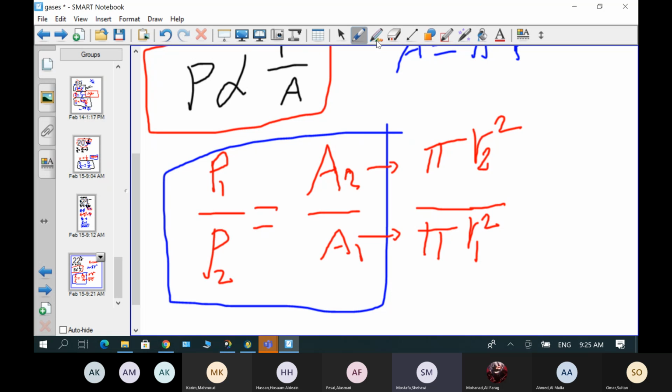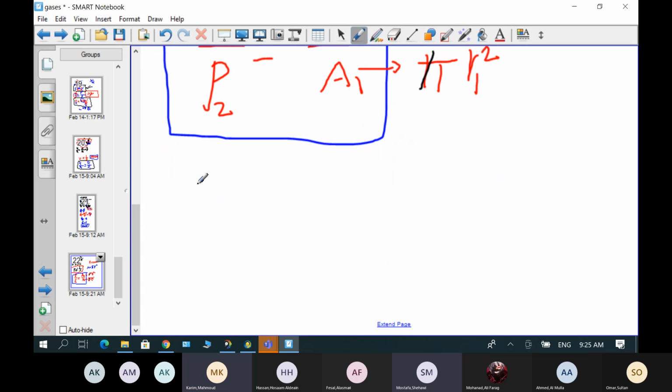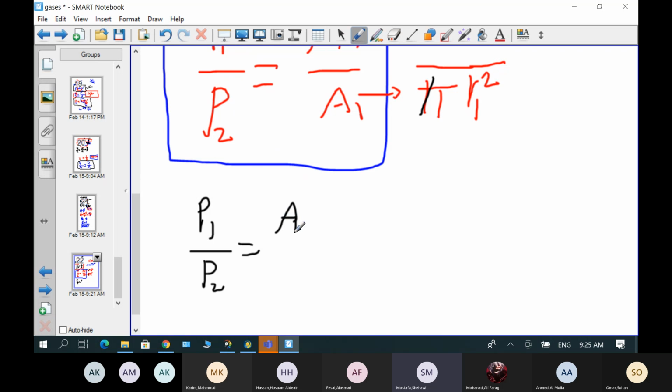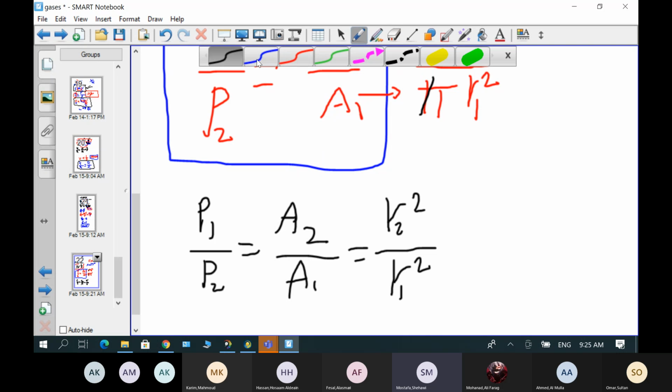So we cancel pi with pi, and what is left? P1 over P2, the relation between pressure, equals A2 over A1. As we said, they are inversely proportional. If you use the radius, it will be R2 squared divided by R1 squared. Don't forget that. We just extended it to include the radius.